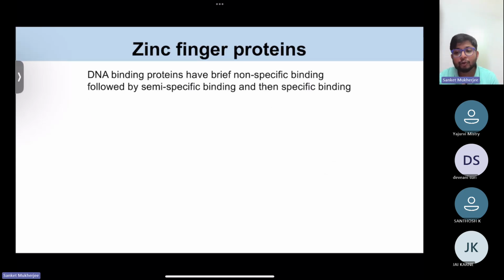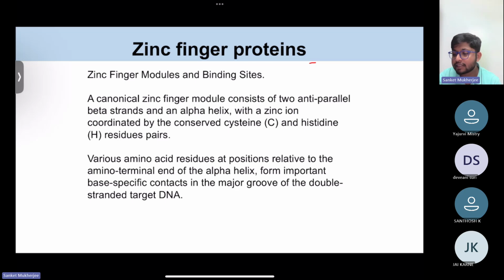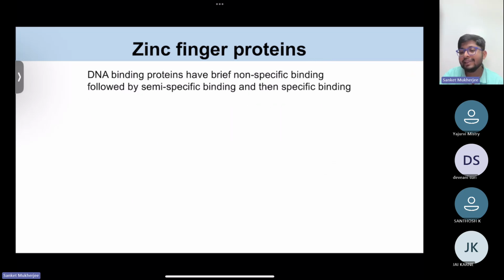There are zinc finger modules and then binding sites. A canonical zinc finger module consists of two anti-parallel beta strands and an alpha helix, with a zinc ion which is coordinated with cysteine and histidine residues. Various amino acid residues at positions relative to the amino terminal of the alpha helix form important base contacts with DNA. We will talk about it in detail, how they form base contacts.